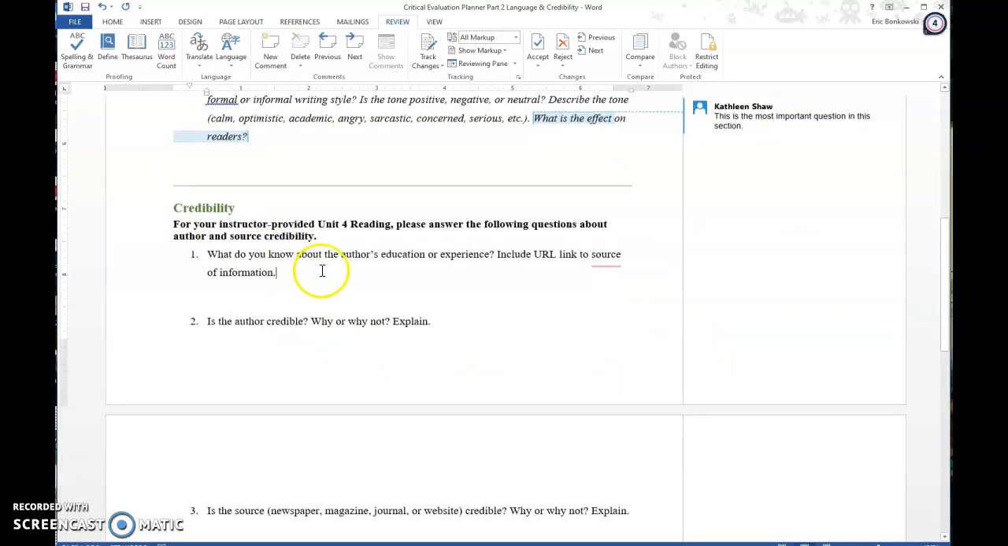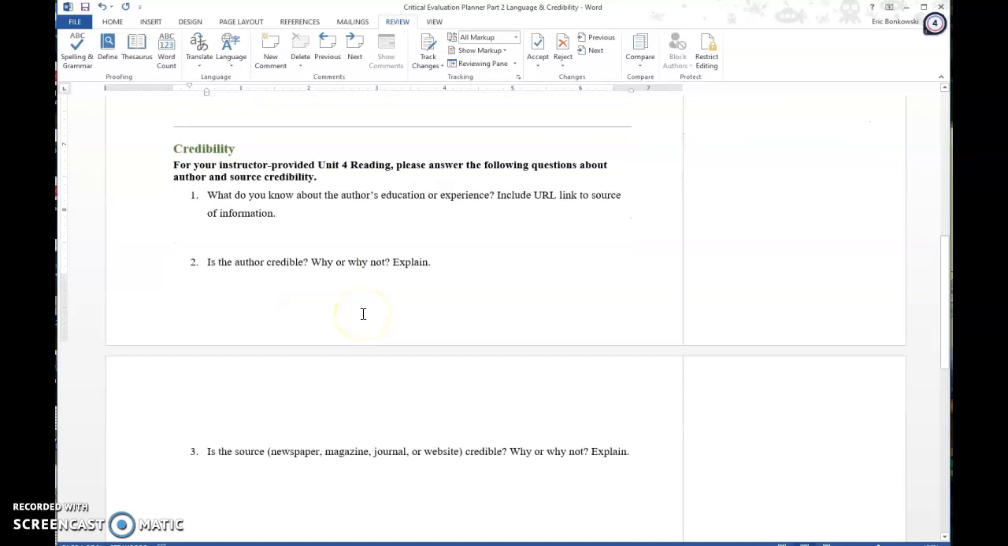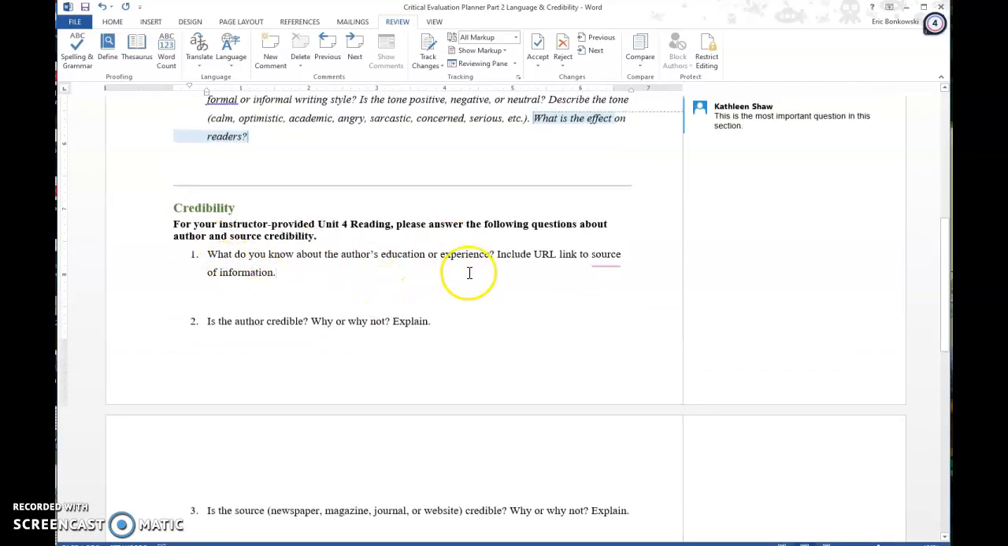Now we move on to the credibility section. For your instructor-provided Unit 4 reading, which is, again, On Grading by Susan Blum, please answer the following questions about author and source credibility. So here is where you are going to bust out the Google. What do you know about the author's education or experience? Include URL link to source of information. You don't want to just copy it. Even taking an author's bio, even though it's their bio, which you can certainly find online, and you can find out a lot about this woman online. Just make sure it's the right woman.